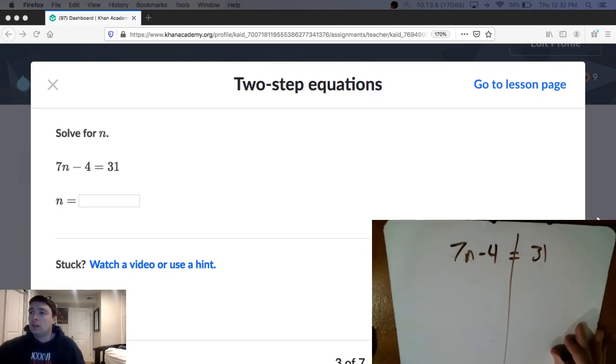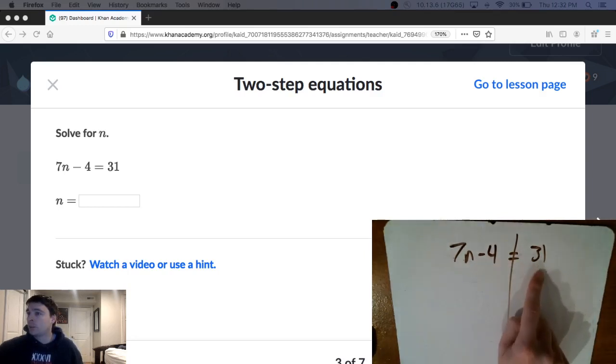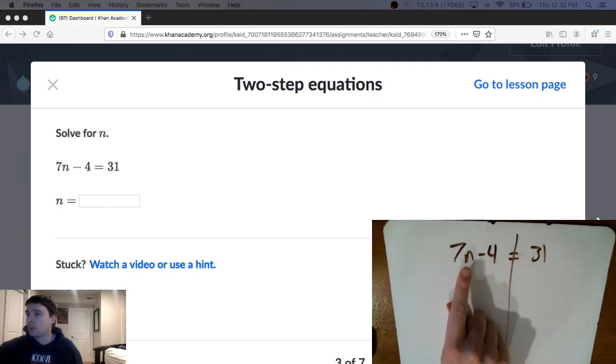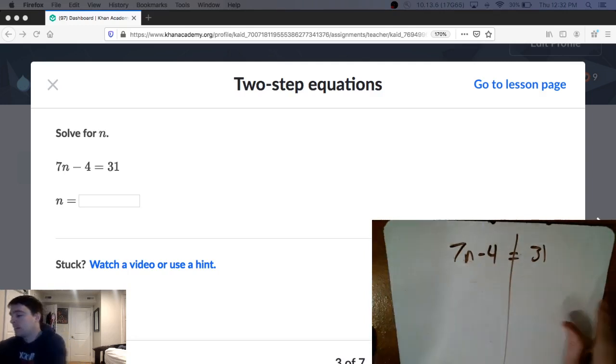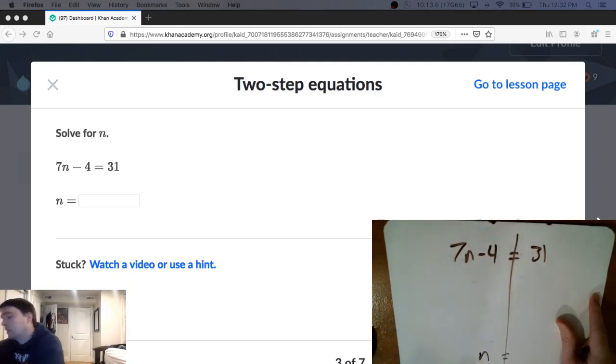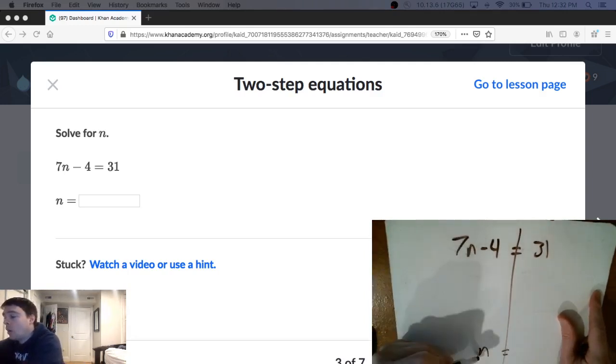If you didn't, here's how I would have solved this equation. 7n minus 4 equals 31. I see the n is on the left side of the equation. I want to get that n all by itself ultimately. That's how I'm going to try to solve this equation, is get that n all by itself on the left side.